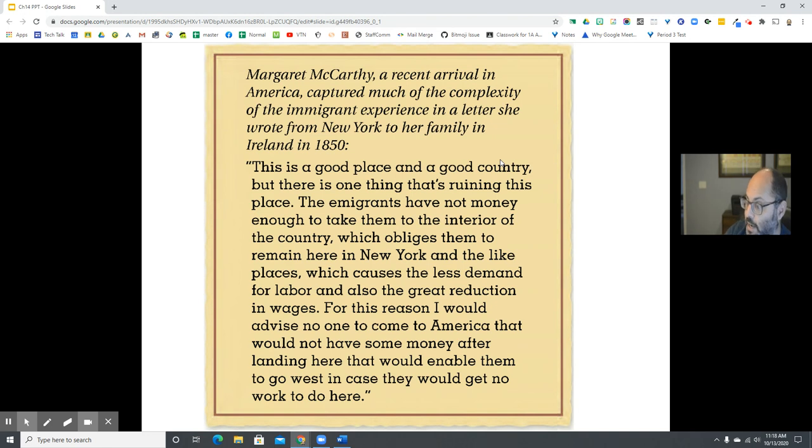For this reason, I would advise no one come to America that would not have money after landing here that would enable them to go west in case they would get no work to do here.